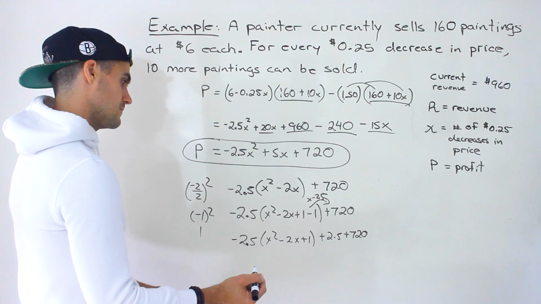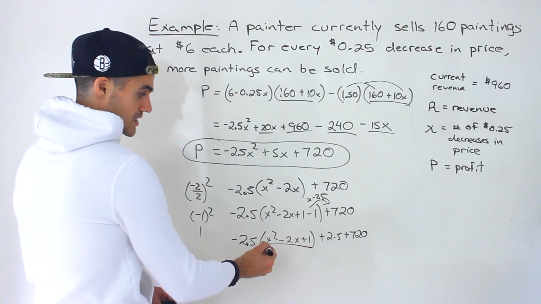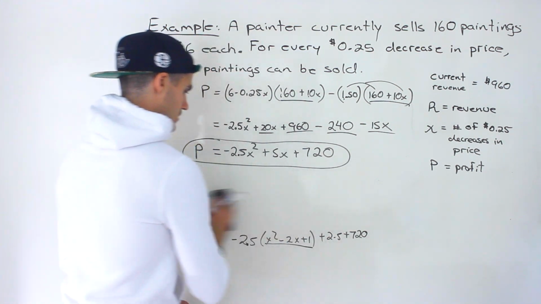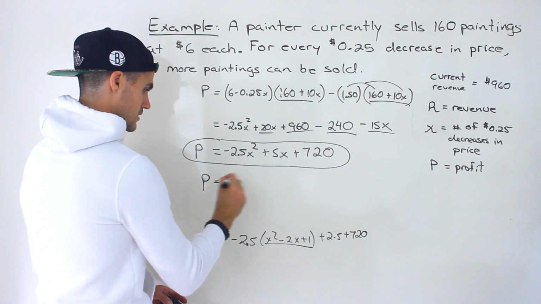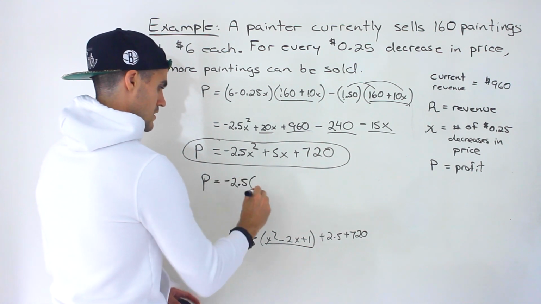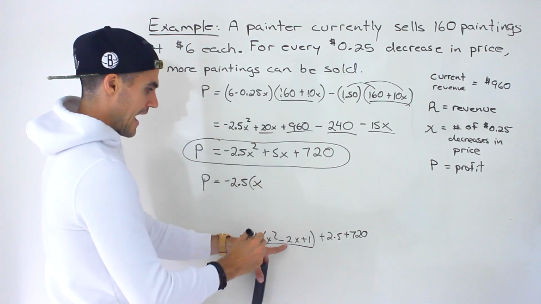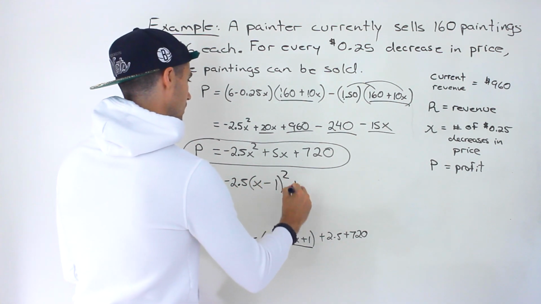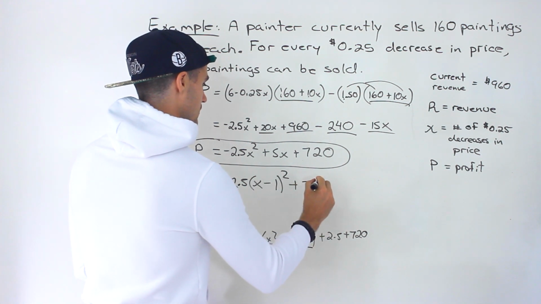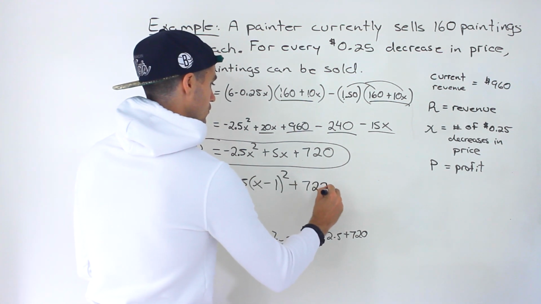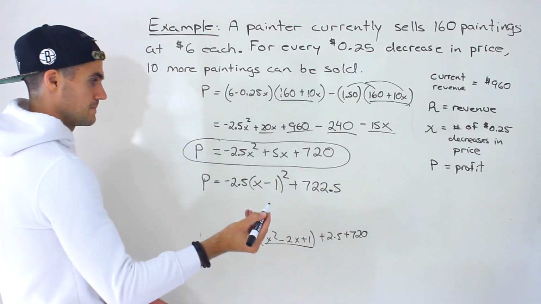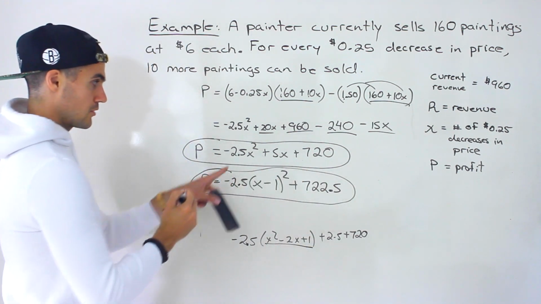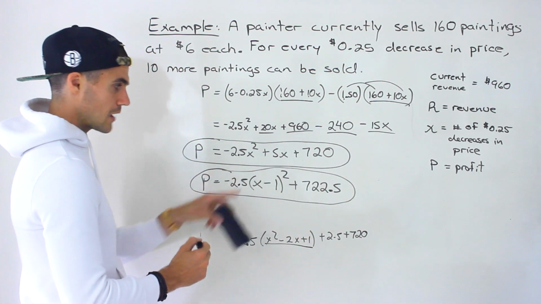And so from here, this is always going to be a perfect square trinomial. So let's actually write it up here. The next line, so the profit is going to be negative 2.5. It's always going to be x. Half of that, half of negative 2 is negative 1. So we'd end up with minus 1 squared plus, and then these two added, it's going to be 722.5, like that. And so this ends up being the same profit quadratic, but in vertex form.